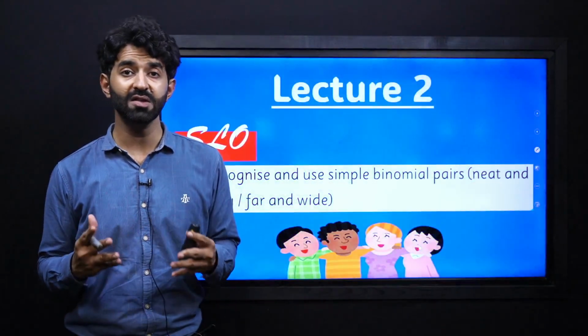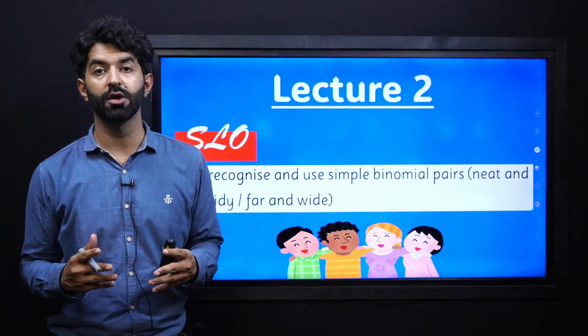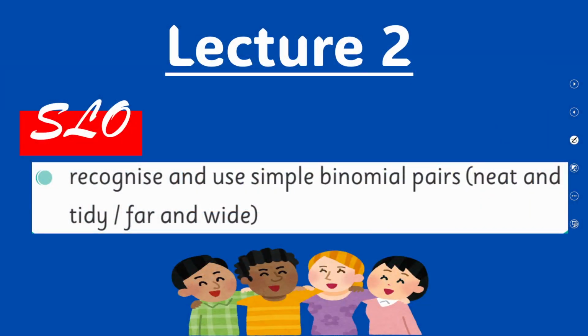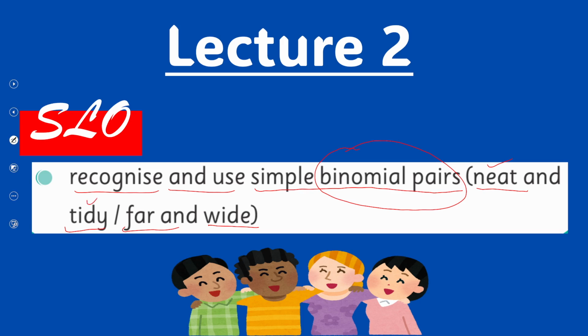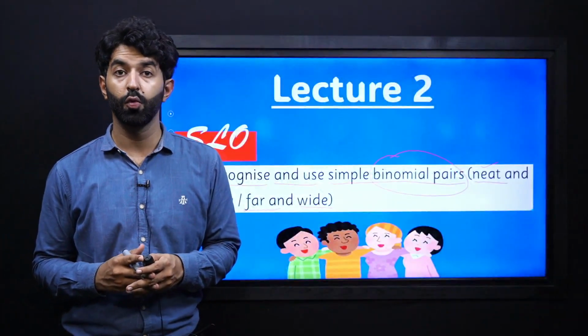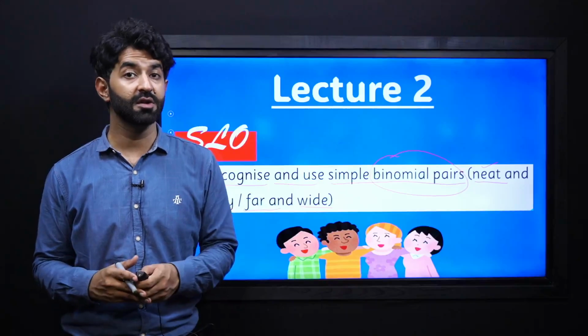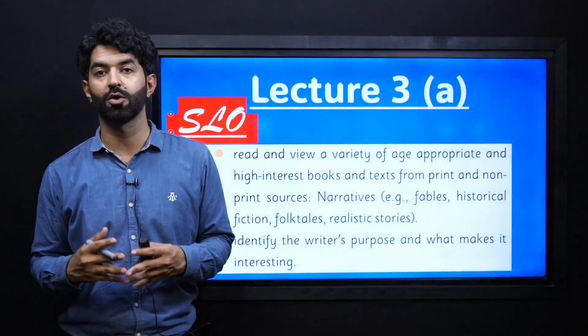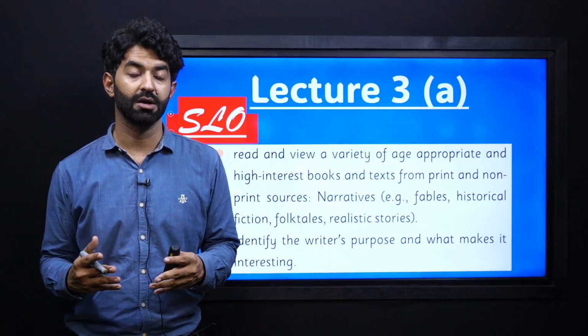And then in our next lecture, which will be our lecture number 2, we are going to cover this SLO. It says recognize and use simple binomial pairs, neat and tidy, far and wide. So we will be looking at the binomial pairs, and they are describing the same things with different words. So we will be seeing these things with examples and all the other resources for you so that you can practice these binomial pairs in your practical and daily life.